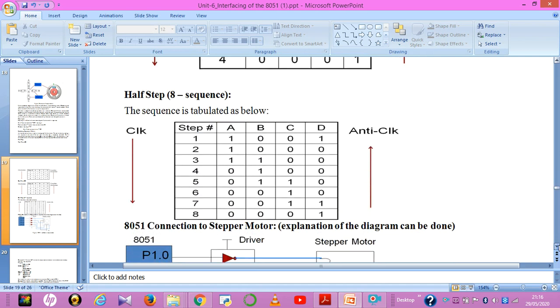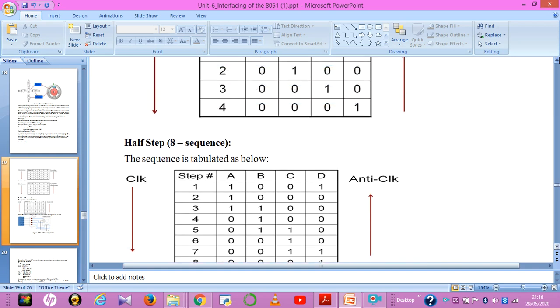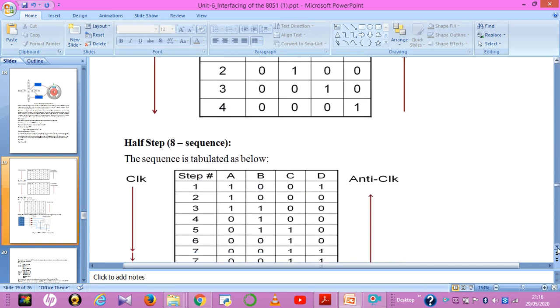Anti-clockwise connection: this is clockwise, this is anti-clockwise. I have also shown the diagrams. You have to send a sequence. This is the way to rotate the stepper motor clockwise. If you send a sequence starting from 0 1 1 to 1 0 0 1, it is the anti-clockwise direction. Same thing for half step.